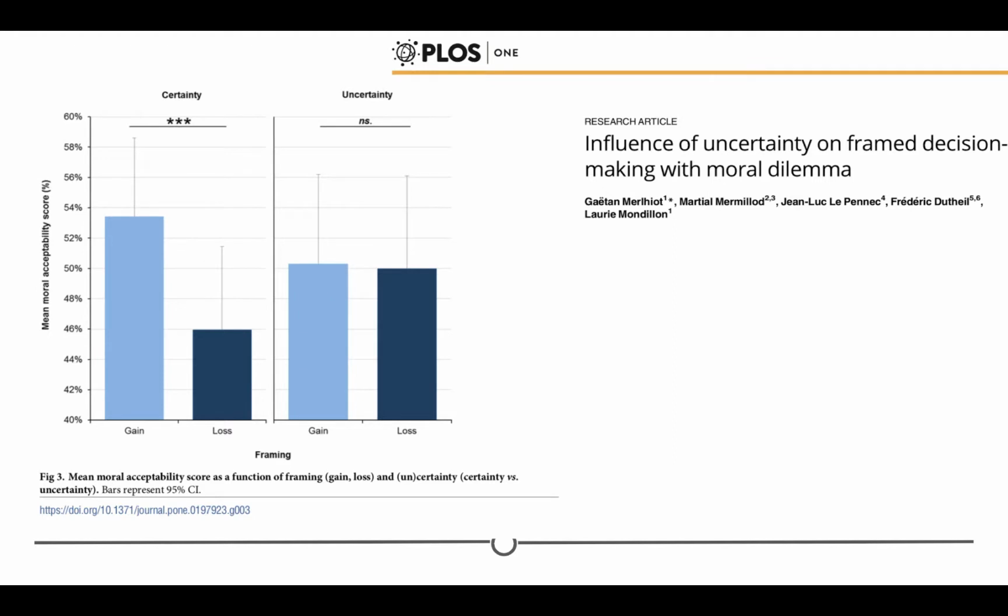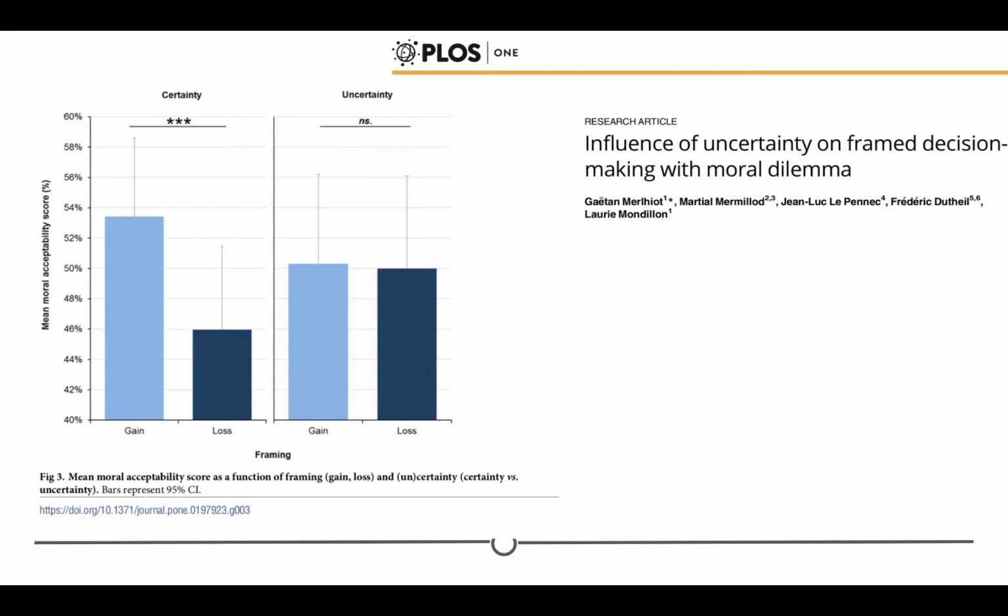Okay, so here's an example of a dynamite plot out there in the wild. This is a study that is examining the influence of uncertainty on framed decision-making with moral dilemma. The light blue bars here indicate the gain framing, and the dark blue bars indicate loss framing. The plot on the left shows the certainty condition, and on the right shows the uncertainty condition. If you want to read more about this study, you can find it in PLOS Medicine. But just for now, let's look at what's going on in this graph.